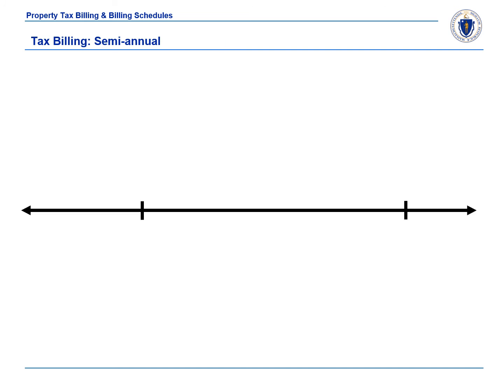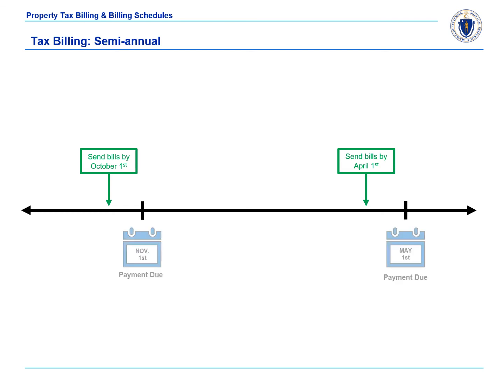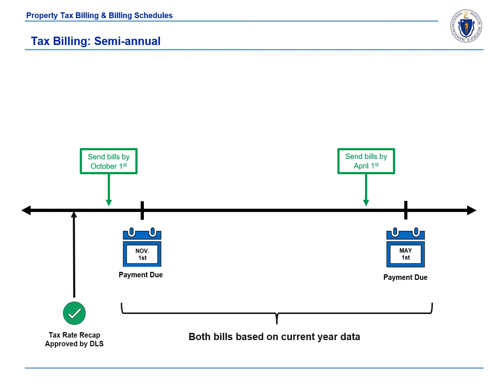To summarize, assessors should typically prepare the commitment in time for bills to be sent October 1st and April 1st in a semi-annual billing system. This allows for payment deadlines of November 1st and May 1st. In this instance, the tax rate recap will have already been approved by DLS prior to the issuance of tax bills, meaning both property tax bills will be based on current year data.